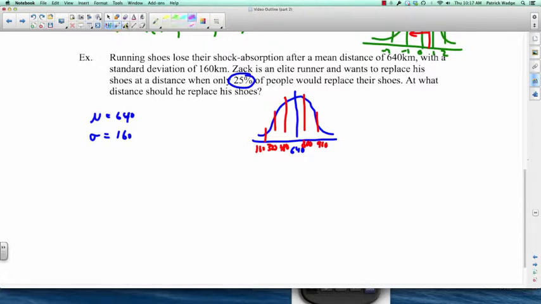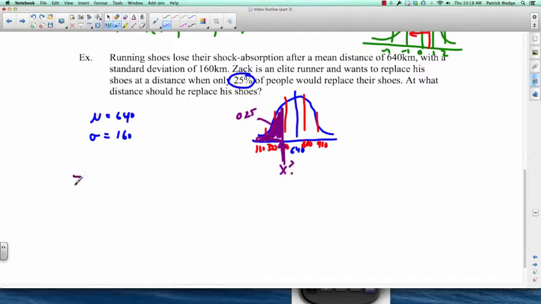Well, 50% of the people would replace their shoes on this whole half, right? Remember, this is symmetrical, 50% on one side and 50% on the other. So if we want to know where 25% is, approximately, maybe it's something like this. Somewhere around there. This area right here is 25%, or 0.25. And what we want to know is, what's the x value right there? We don't know the x value.